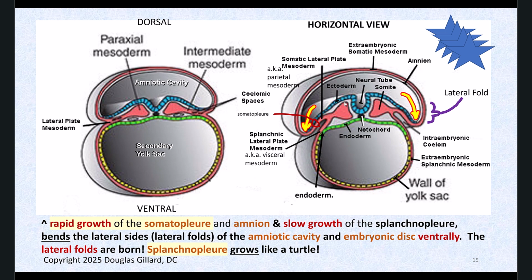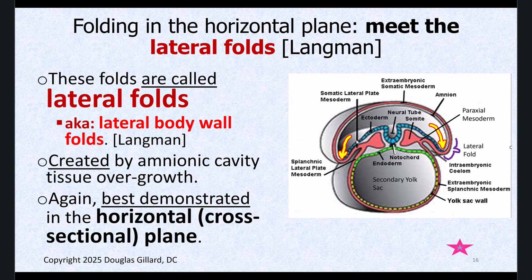And now we can see ectoderm and somatic lateral plate mesoderm, or we could say somatopleuric mesoderm, or somatopleur is growing faster than these bottom layers. It's really as simple as that. And here's a little progression. It's getting more pronounced here.